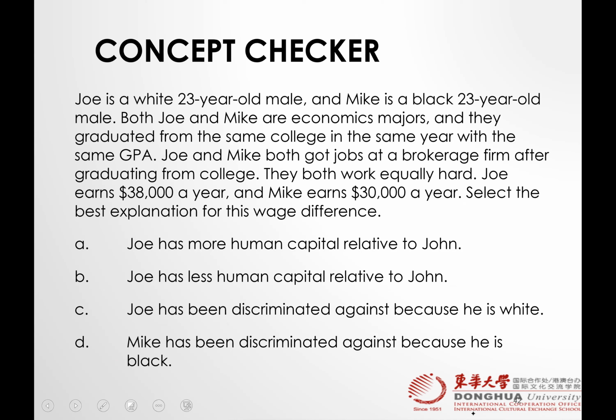Joe is a white 23-year-old male and Mike is a black 23-year-old male. Both Joe and Mike are economics majors and they graduated from the same college in the same year with the same GPA. Both got jobs at a brokerage firm after graduating. They both work equally hard. Joe earns $38,000 a year, Mike earns $30,000 a year. Select the best explanation of the wage difference.